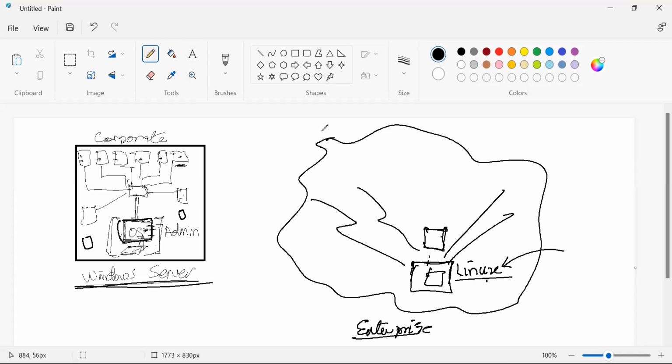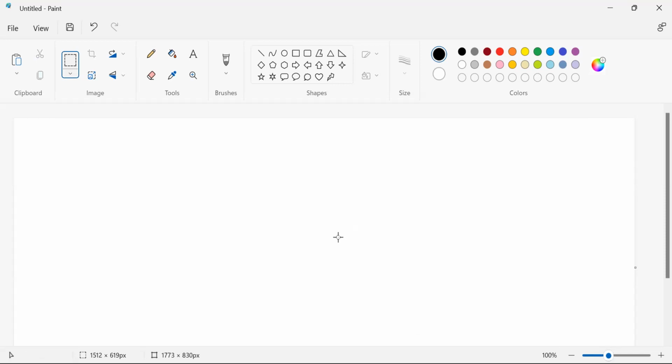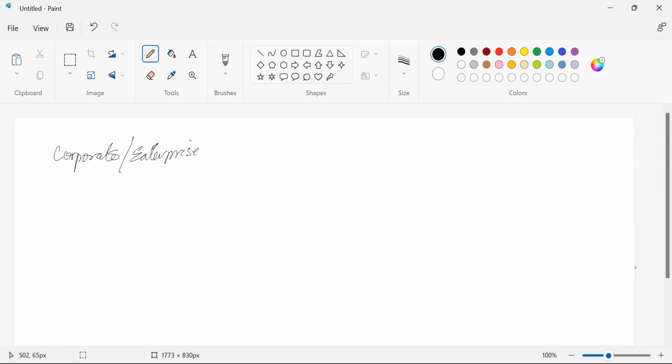All right, guys. So let me go to the first set of questioning before I allow you to ask me. What's the major difference between a corporate network and an enterprise network? Anybody? Compare corporate versus enterprise networks.